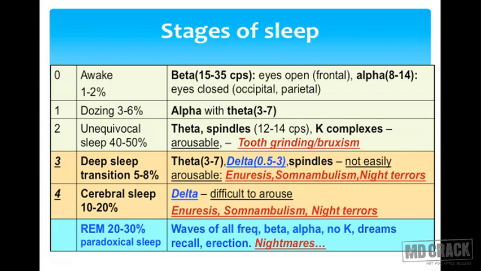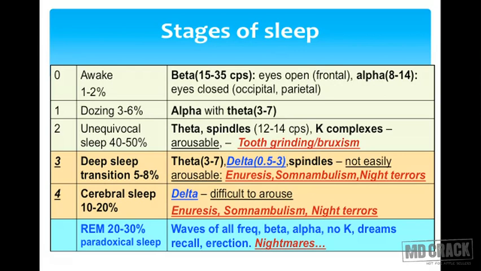This is called the stage of being awake, and it occupies about 1 to 2% of total sleep duration, and the predominant wave is shown on the last column. That's the beta wave, and it's 15 to 35 CPS, cycles per second. In this particular stage, that's stage 0, the eyes are open, and this is mainly getting the beta waves from the frontal region. The alpha waves, 8 to 14 cycles per second, appear when the eyes are closed, and the waves appear from the occipital and the parietal cortex.